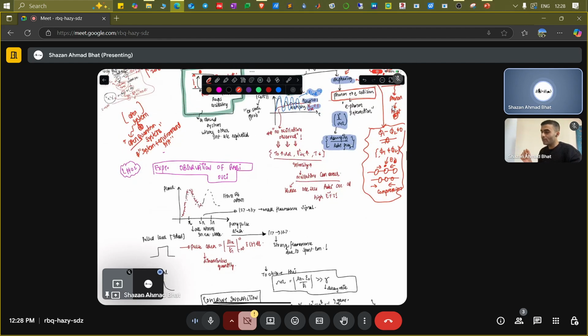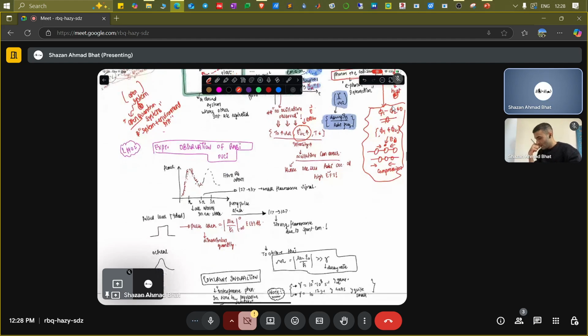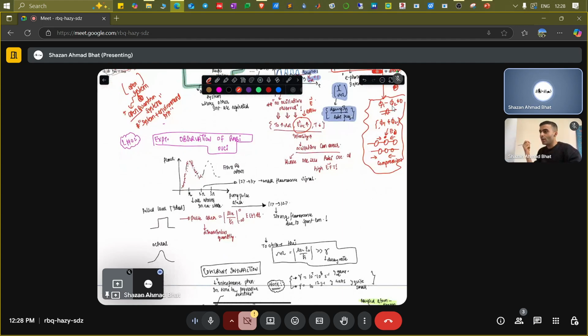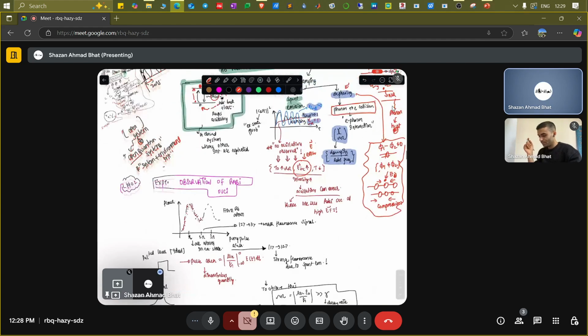And in order to observe the oscillations in this case, you have to increase the intensity of the electric field of the electromagnetic wave. That's what I talked about earlier. And then only you can observe the oscillations. Okay, so that is as simple as that.